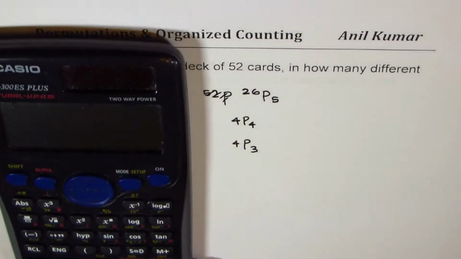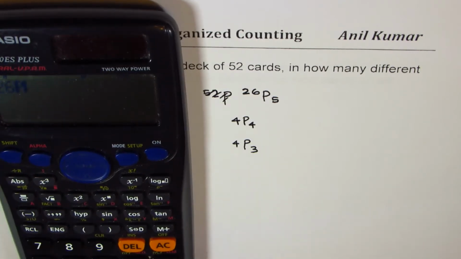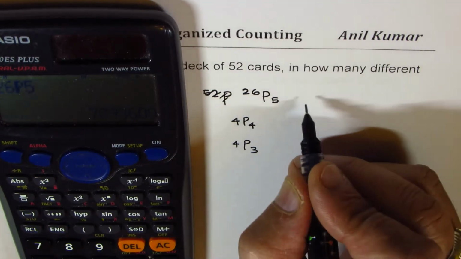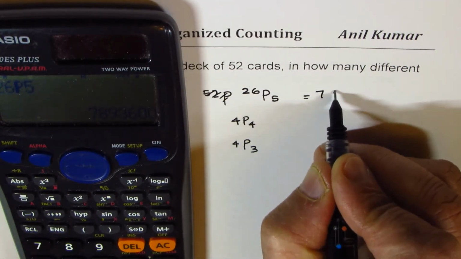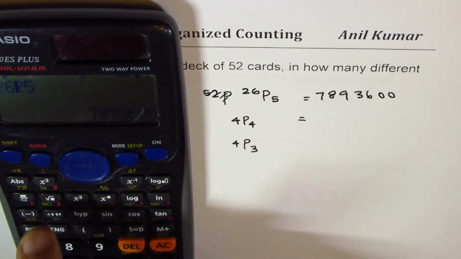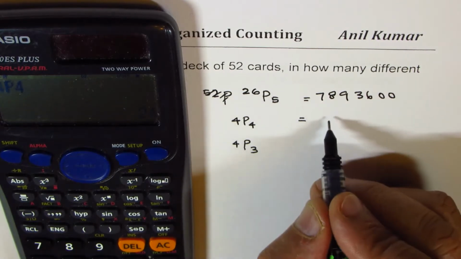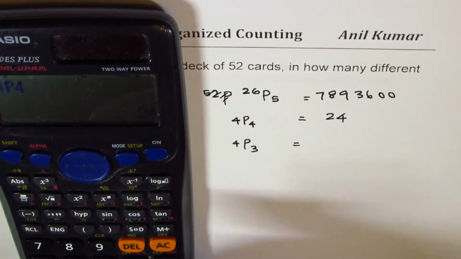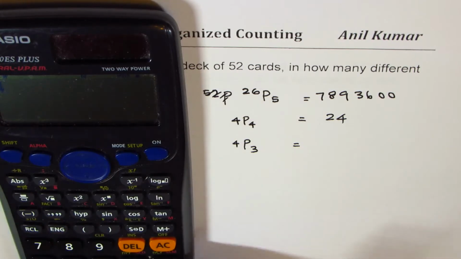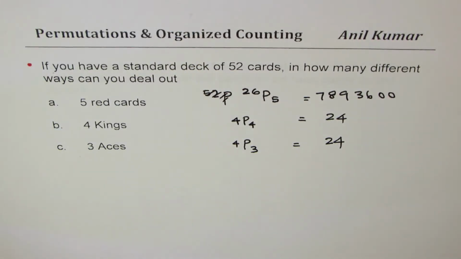You can always take the calculator and figure out the result. 26P5 gives you the answer 7893600. 4P4 is 24, and 4P3 gives you 24 as well. So these are the different ways in which you could get 4 kings or 3 aces.